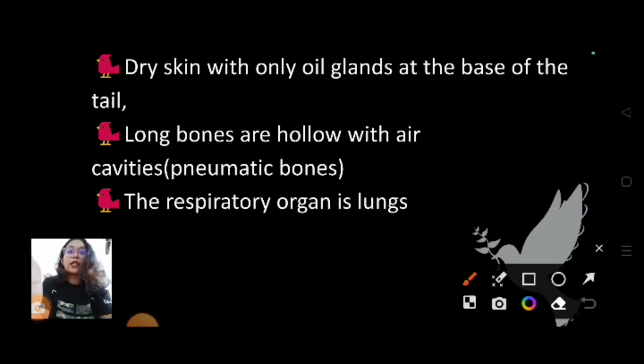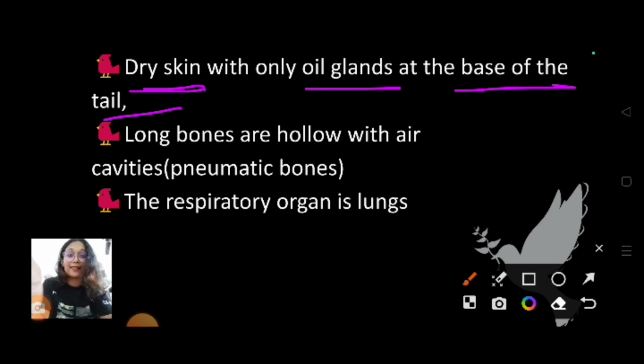So the first point it is saying they are having dry skin. They are having dry skin and they do not have any kinds of glands. Okay, no glands are present except one gland, that is called the oil gland, present at the base of the tail. At the base of the tail only one gland is present, that is called the oil gland.